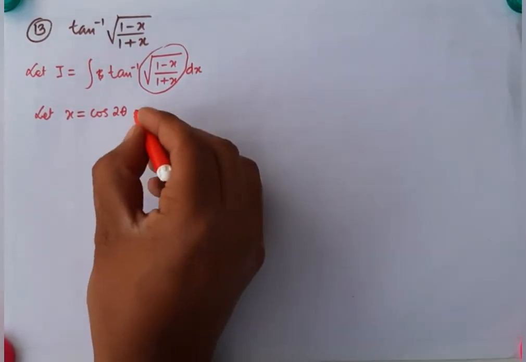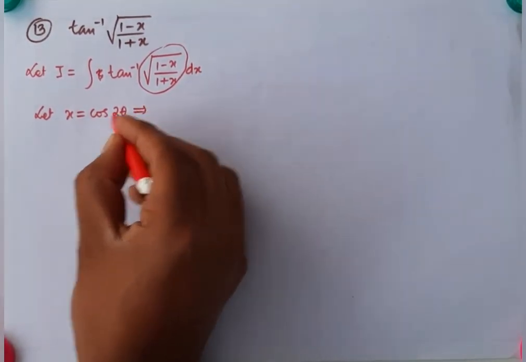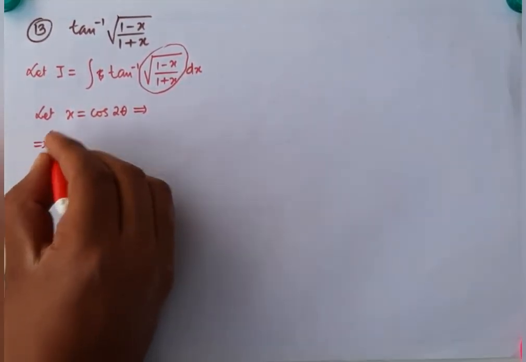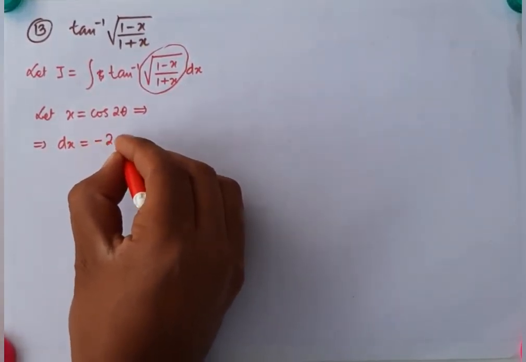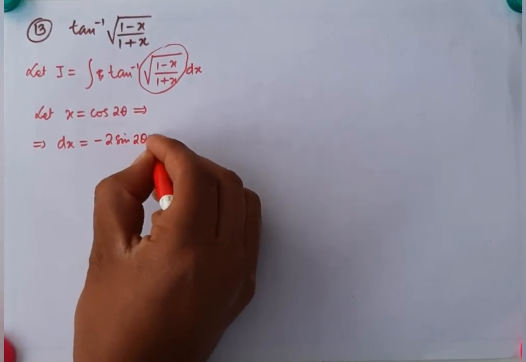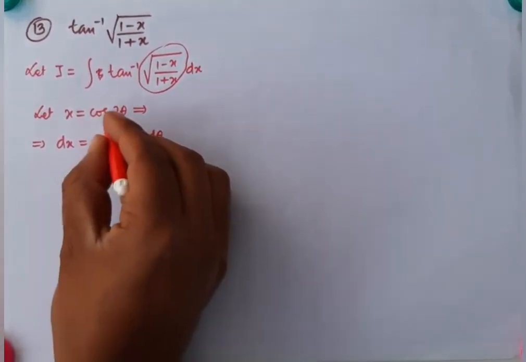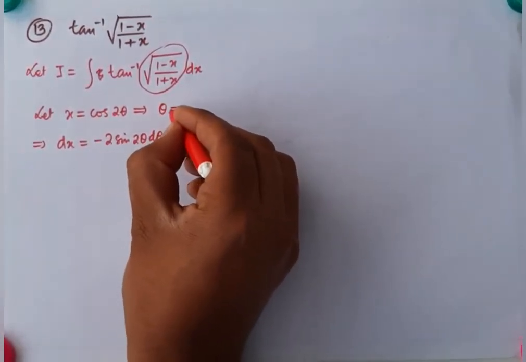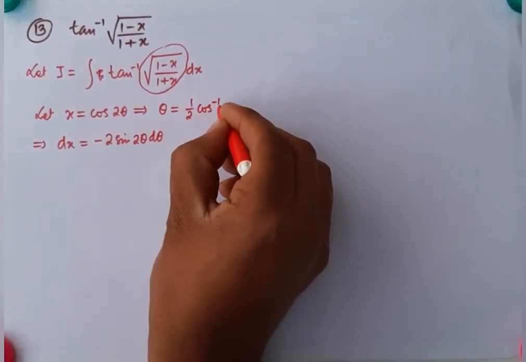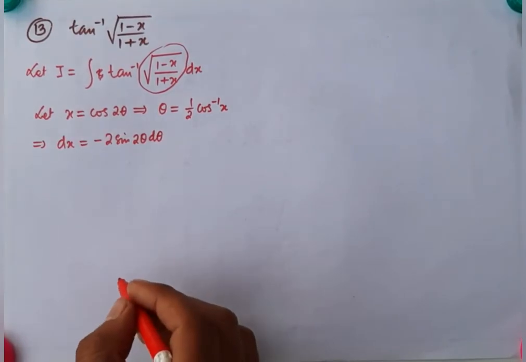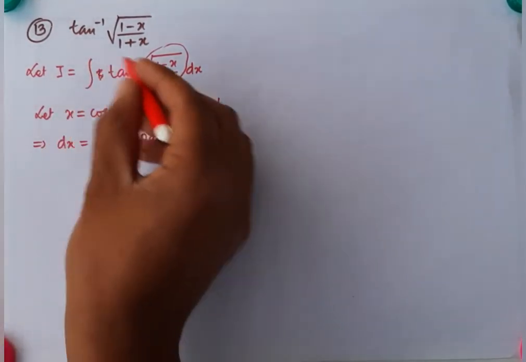In that case we need to find the value of dx also. So first let's differentiate. Differentiation gives me dx equals minus 2 sin 2 theta d theta, isn't it? And we need to calculate what theta is also. So it becomes half of cos inverse x. Remember this.